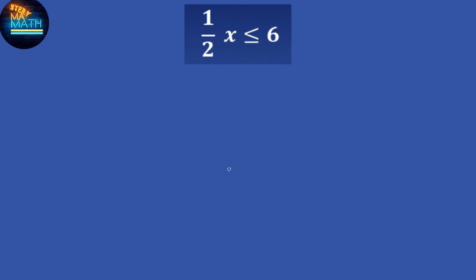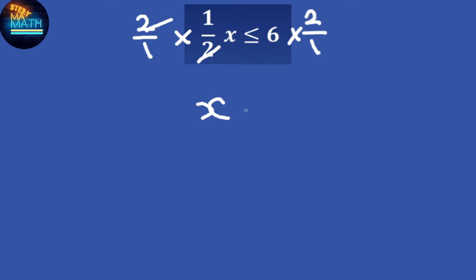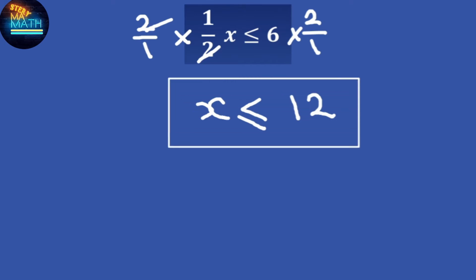And here, 1/2 x is less than or equal to 6. And the coefficient is 1 over 2. And to get rid of 1 over 2, you can use the reciprocal of 1 over 2, which is 2 over 1. So I will multiply both sides by 2 over 1. Here times 2 over 1, and also here times 2 over 1. 2 and 2 will cancel out, and 1 and 1. So x is less than or equal to 2 times 6 is 12. So x is less than or equal to 12.